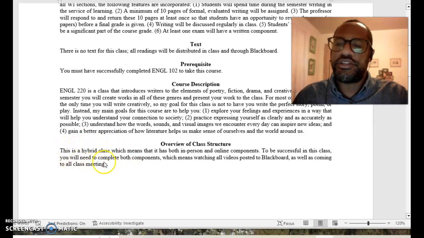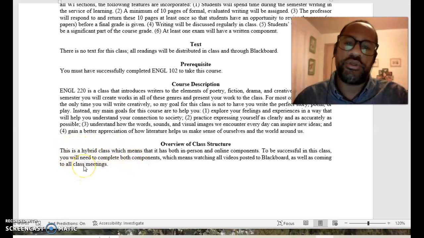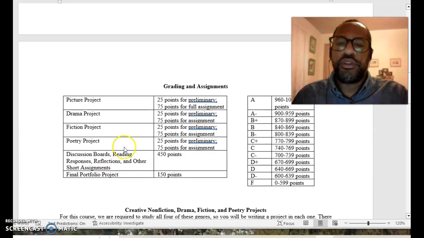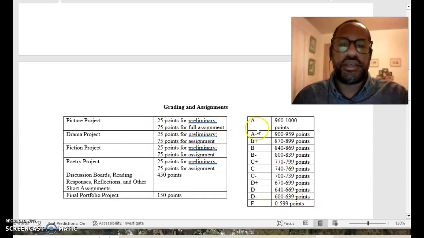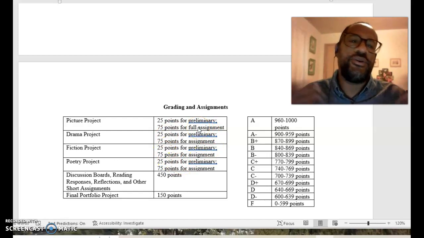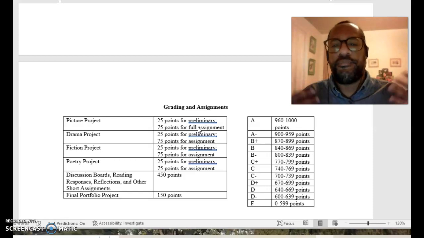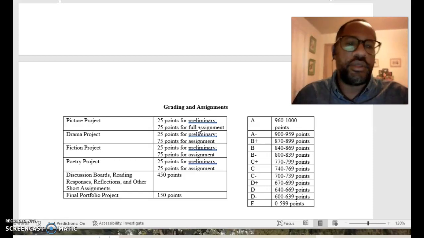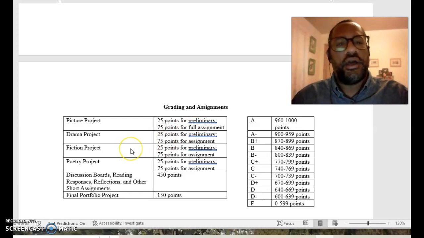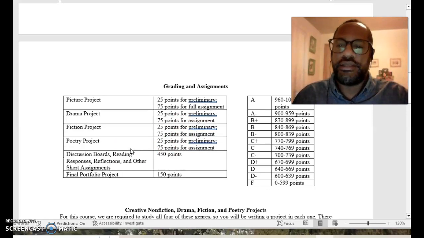I just want to mention again that this is a hybrid class, so it has both of those components, so keep that in mind. You see the grade assignments down here, what it takes to get 1,000 points over the course of the semester, and what it takes to get an A, B+, etc. I have different projects in here: the picture project, which is actually a creative nonfiction project, a drama project, a fiction project, and a poetry project. The total for each one of those is about 100 points. And again, if you go through the full assignment, you're going to get the full grade, right? So there's not a sense in which you've got to write something perfect here. Again, I'm just looking for you to work on expressing your own ideas.